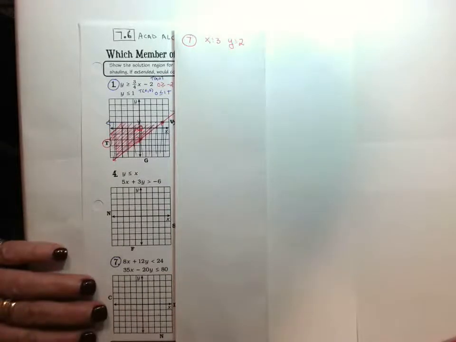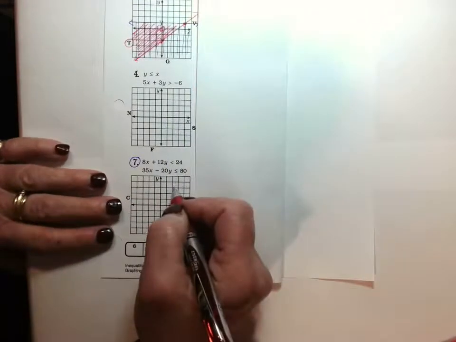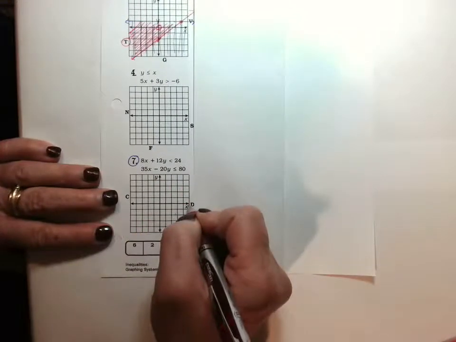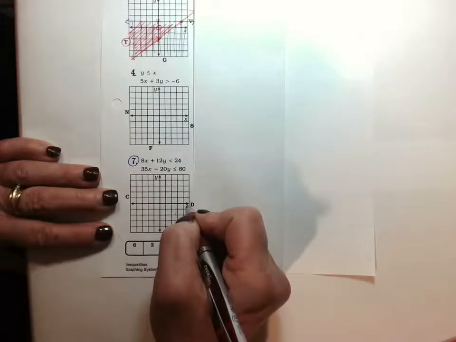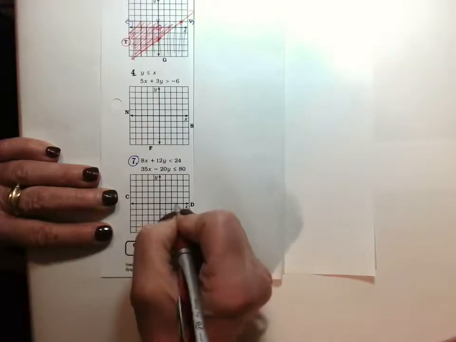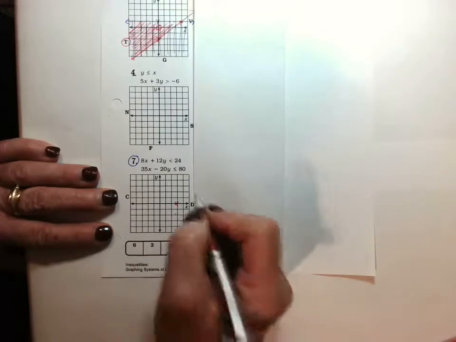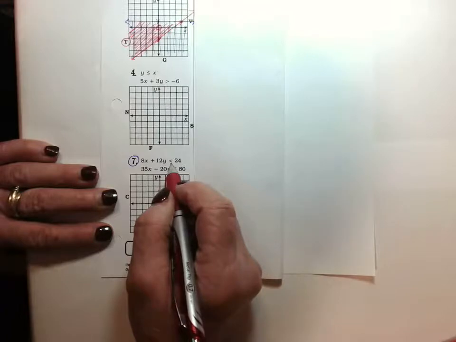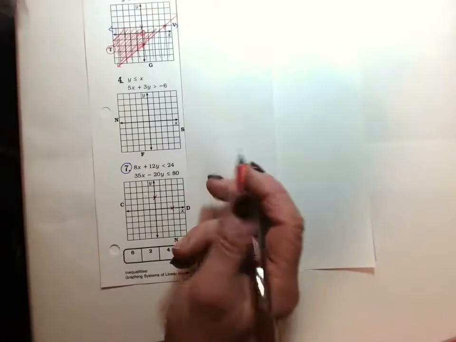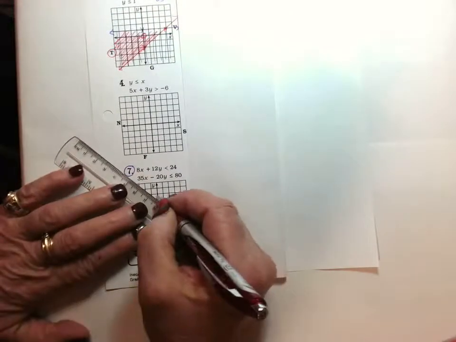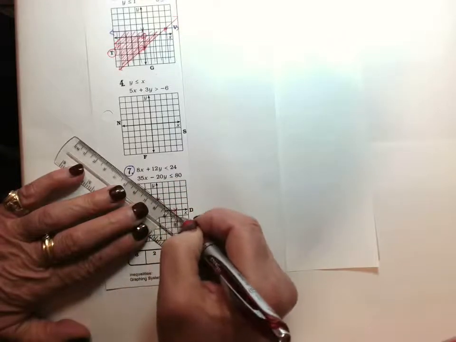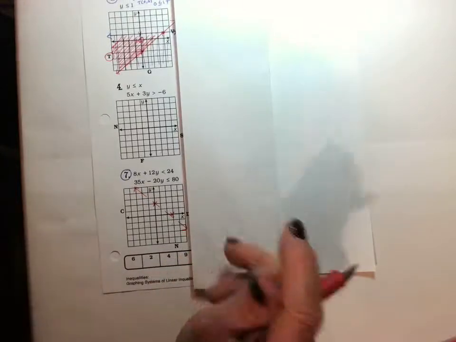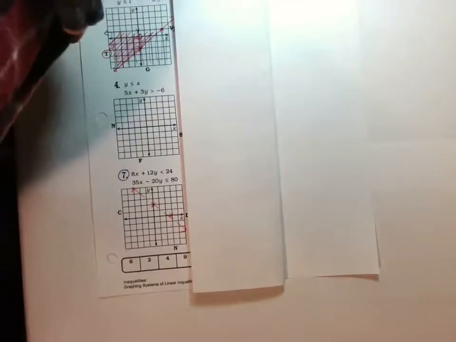And so now I'm going to graph that. So the x-intercept is at 3, 1, 2, 3. The y-intercept is at 2. It is a less than, so that means it has to be a dotted line. I'm going to make this a little bit bigger.